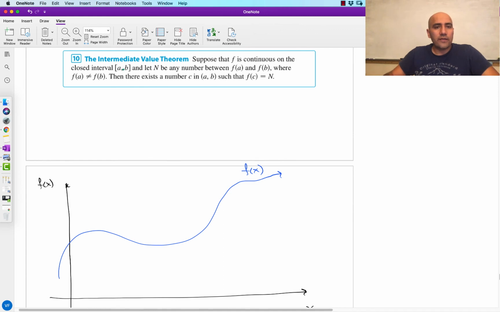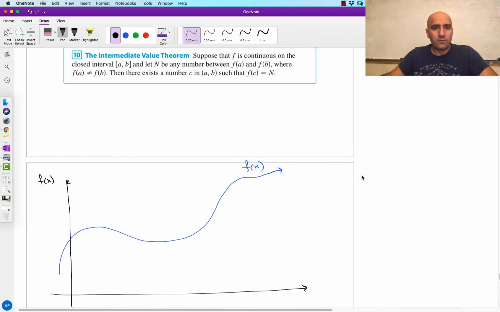Okay, so the intermediate value theorem states that suppose that f is continuous on a closed interval from a to b. So here is our function from a to b, so this is the x function. So let's say that there is some interval from a to b. Here's a, here is b. So the function is continuous from a to b.